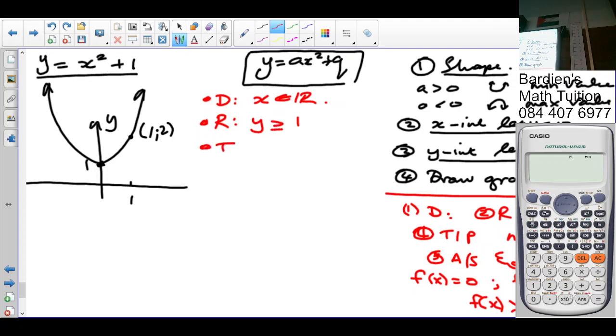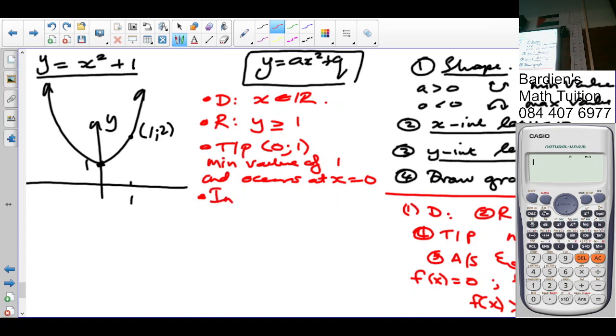Turning point. What's the turning point of this graph? 0 and 1. What can we say about that? This graph has a minimum value of 1 and occurs at an x value of 0. Next, increasing and decreasing. So is this part of the graph increasing or decreasing? Decreasing. So it's decreasing for x's less than 0. And then of course it will be increasing on the other side. Next, the equation of the axis of symmetry. X is equal to 0.